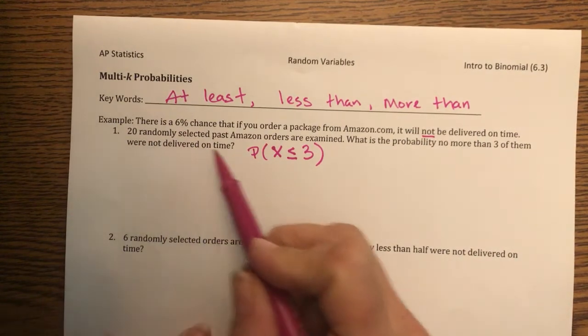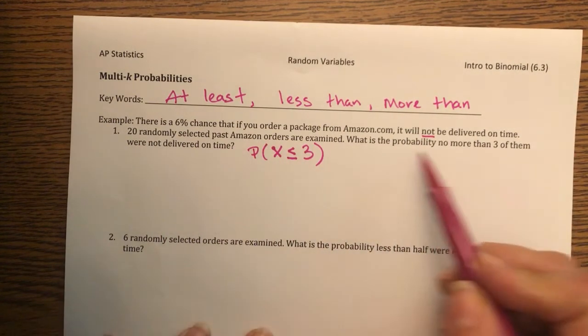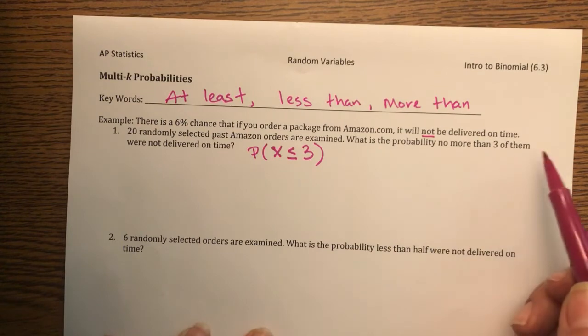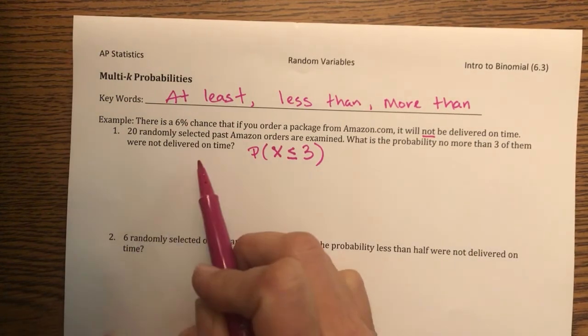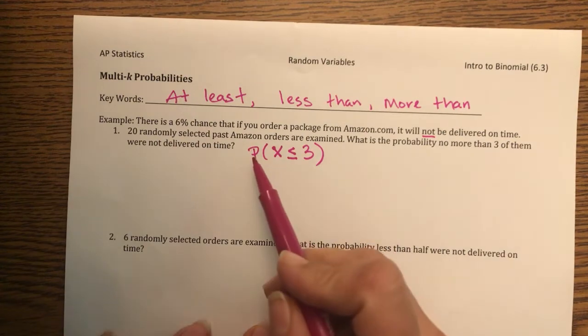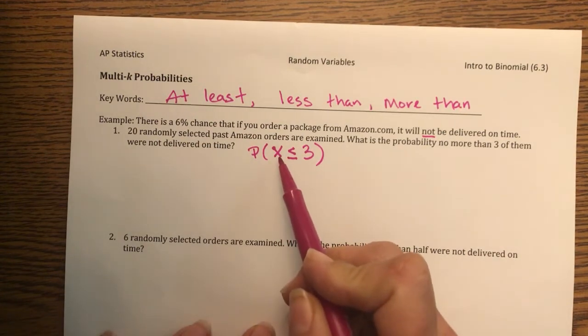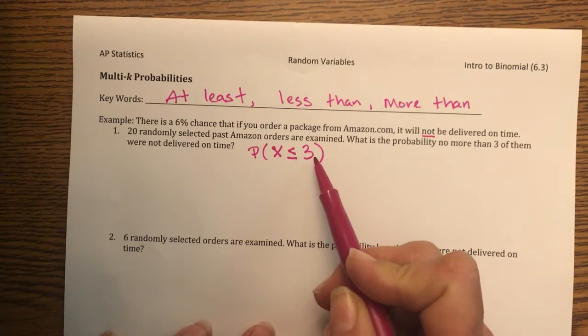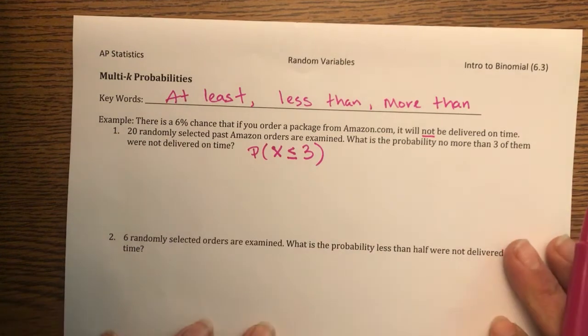So 20 randomly selected past orders are being examined. What is the probability that no more than 3 of them were not delivered on time? So what does this mean? No more than 3. So that means 4, 5, 6, 7, all the way up to 20 is excluded. So we're looking at the probability that X, our random variable, our Amazon orders not being delivered on time, is less than or equal to 3 out of these 20.